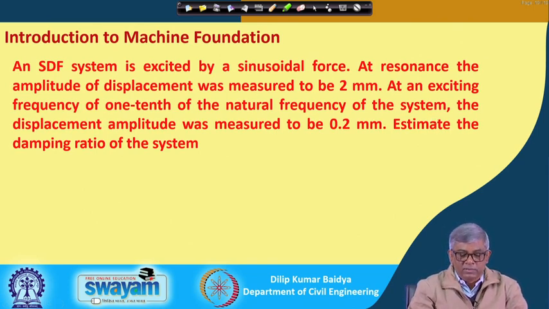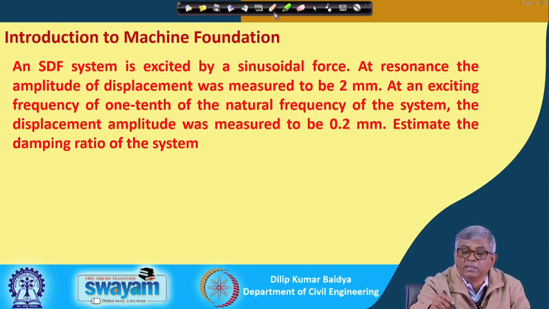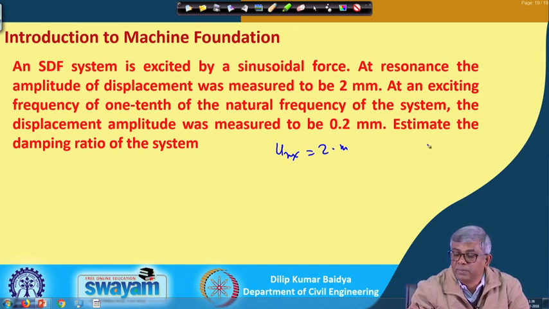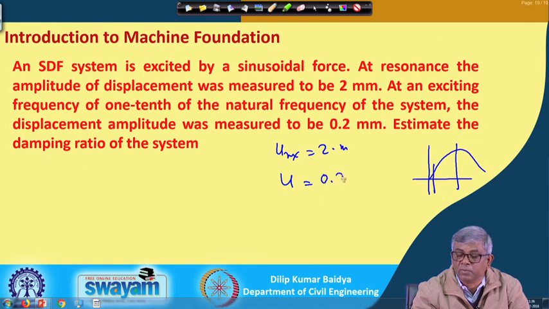This is another problem, actually similar. A single degree of freedom system is excited by a sinusoidal force, and at resonance the amplitude of displacement was measured to be 2 millimeter. That means u max equals 2 millimeter, and at an exciting frequency of 1/10, very small, your response is something like that. Resonance is here, and at 1/10 frequency, that means at a very small frequency ratio, it is 0.2.